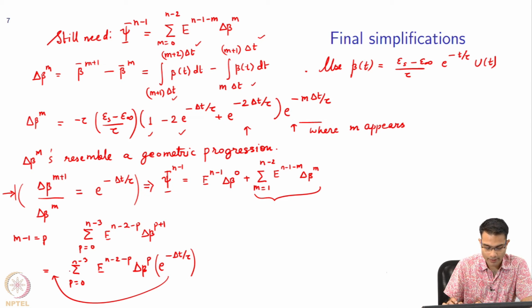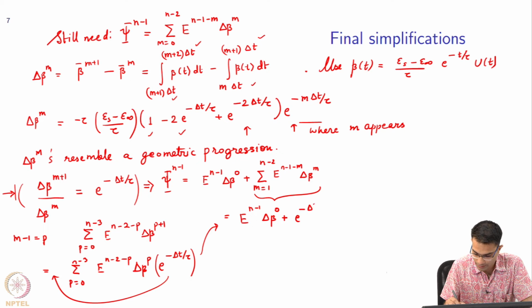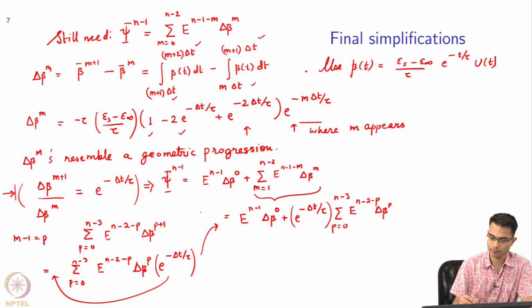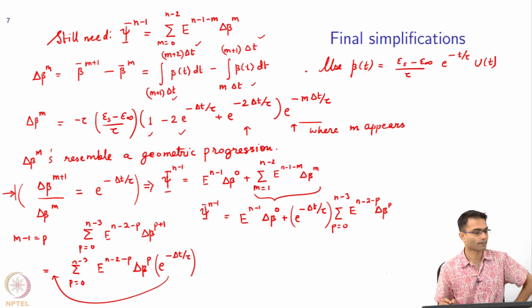Now, as the final step, I do not need to go back. So, what does my expression become? e n minus 1 delta beta 0, plus e to the minus delta t by tau, that was the common term, and a summation p equal to 0 to n minus 3, e n minus 2 minus p, delta beta p. This is my psi of n minus 1.